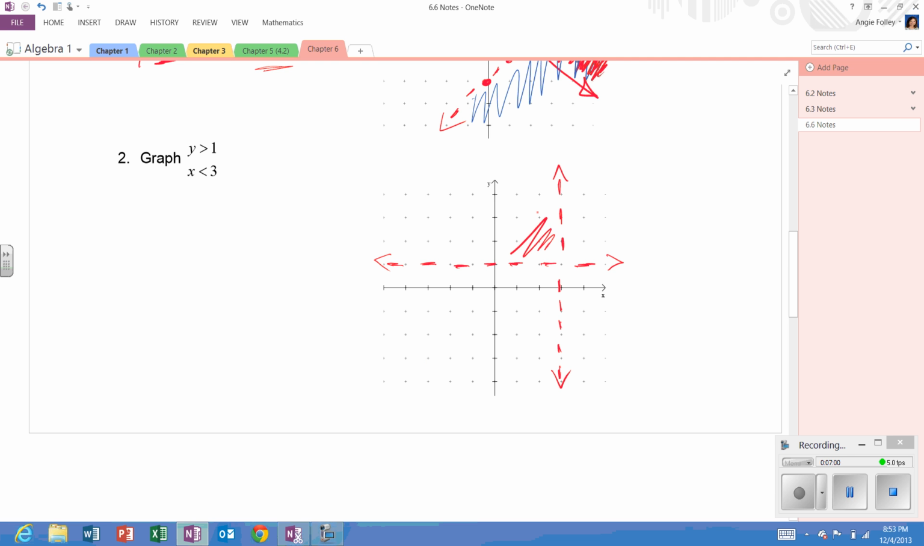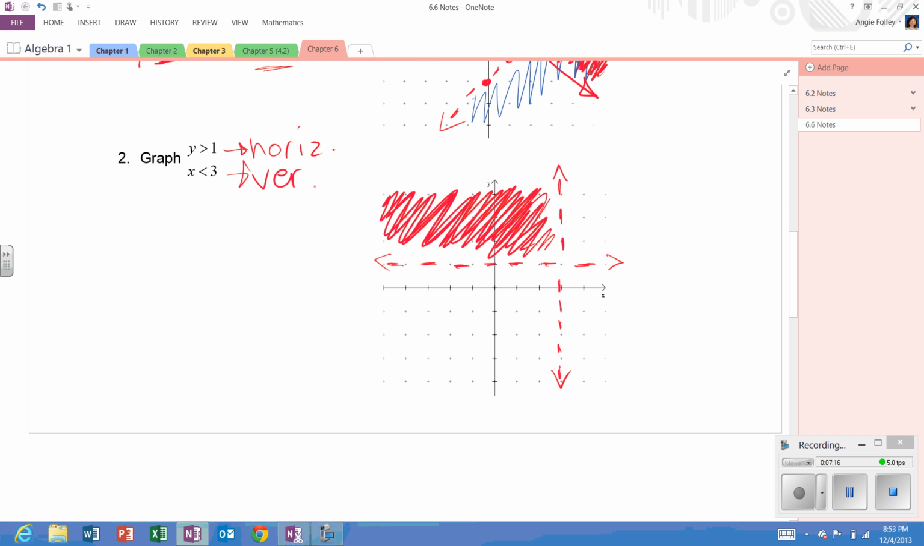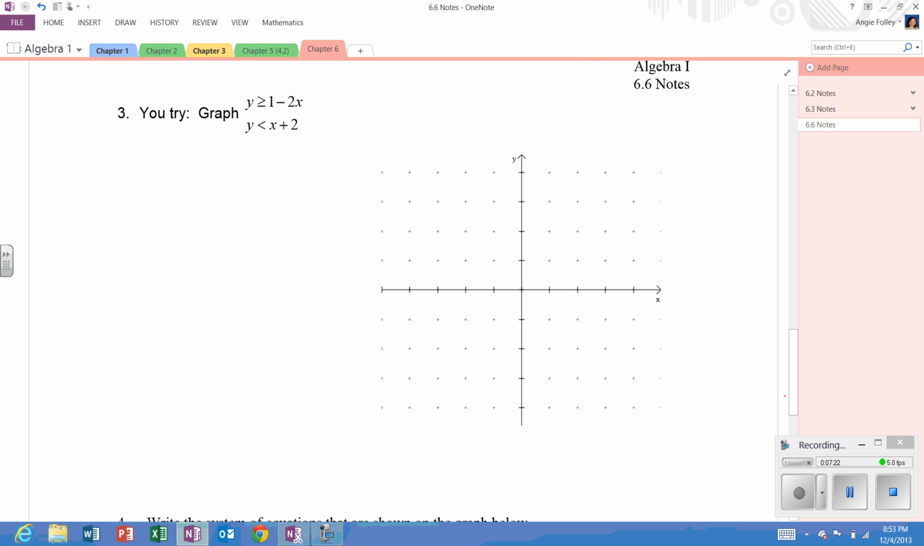It says x is less than 3. That would be everything on the left side. So we're going to shade everything over here, since it was above the first line and to the left of the second. That's where they overlap. Again, this is your horizontal line, and this is your vertical line. So we're only shading where they overlap. Why don't you go ahead and pause the video and try this one, and then watch how I do it just to make sure you're on the right track.